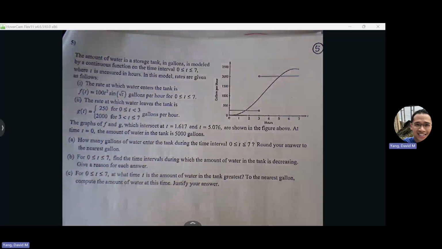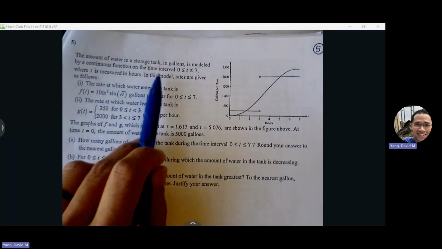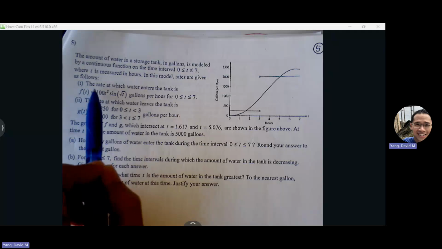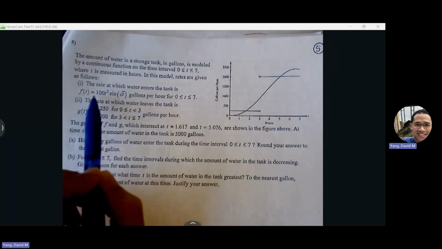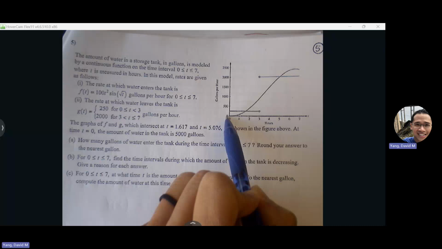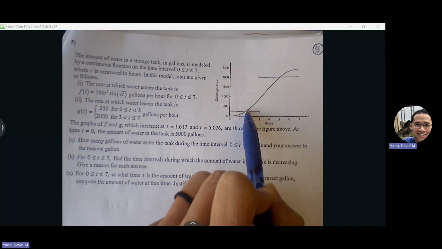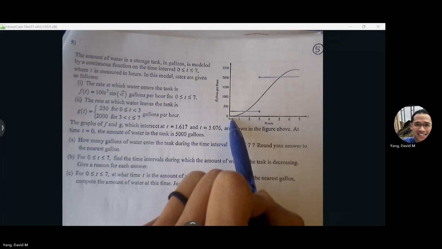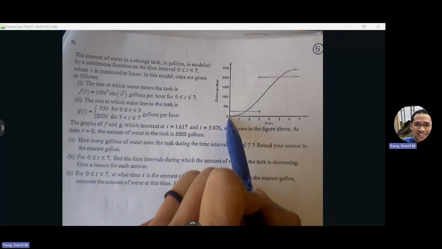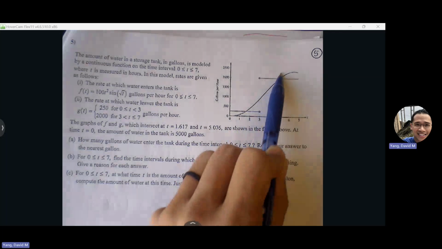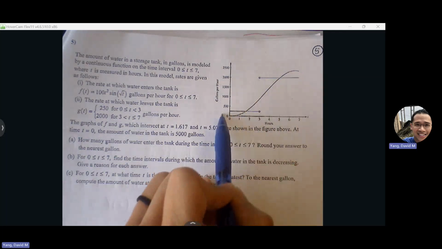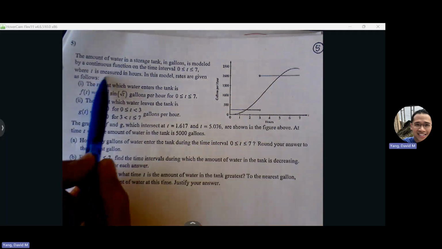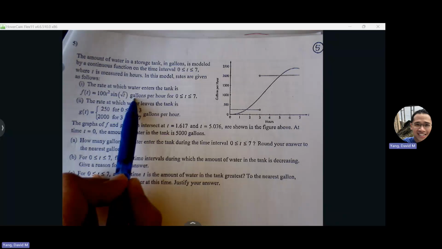The amount of water in a storage tank in gallons is modeled by a continuous function, where T is measured in hours. In this model, rates are given as follows. The rate at which water enters the tank is F of T. So here's F of T. It is rising. So imagine you're just letting water in at a higher and higher rate over the course of the 7 hours. It's going to peak a little bit after 7, but you're just increasing the rate over that time. So that's the rate at which water is entering the tank.